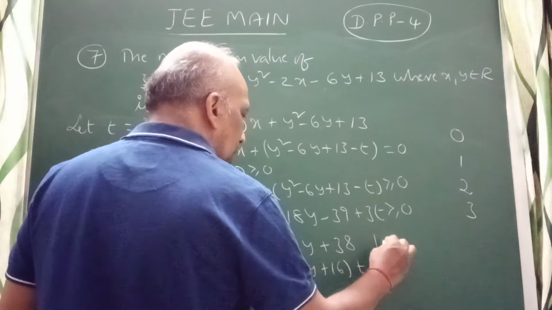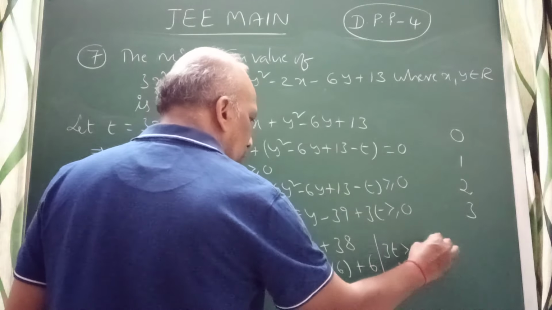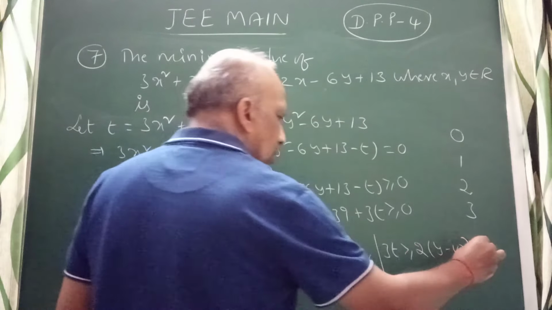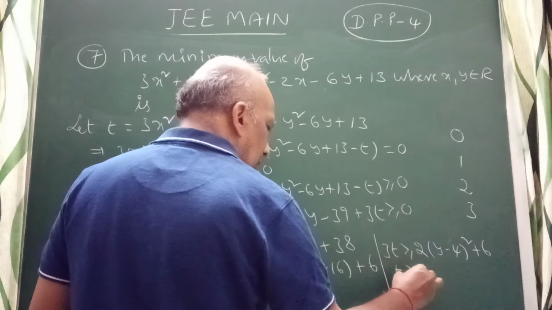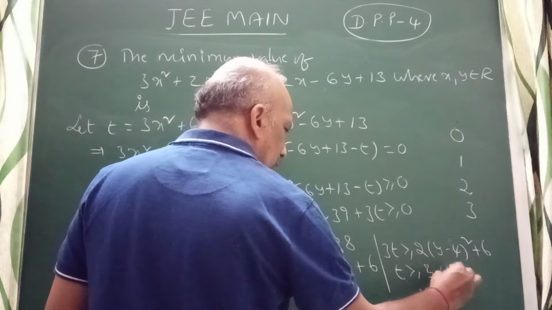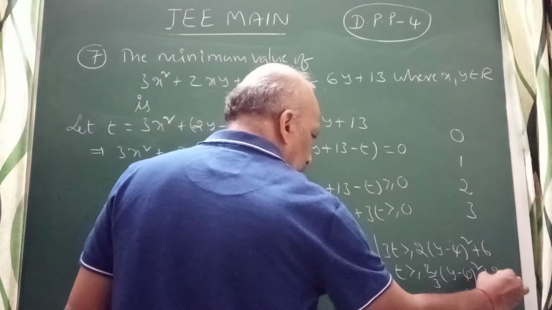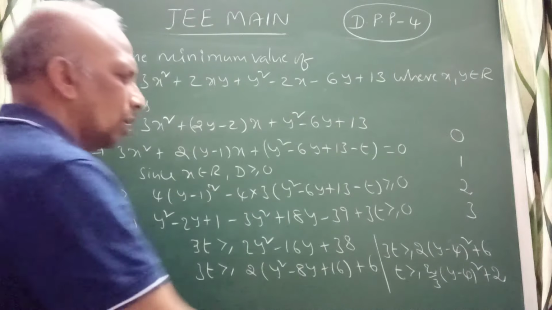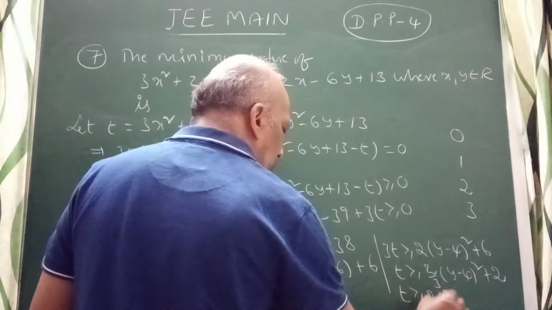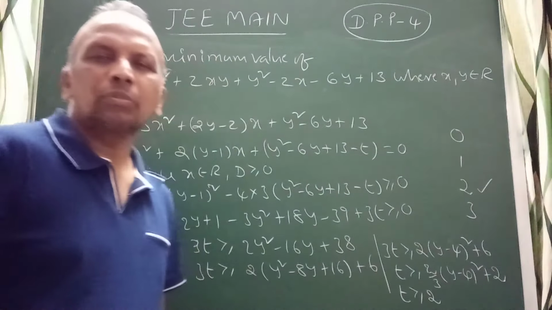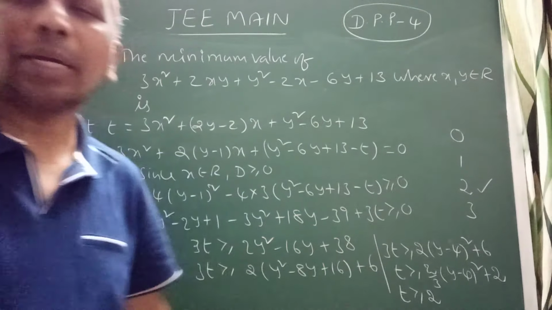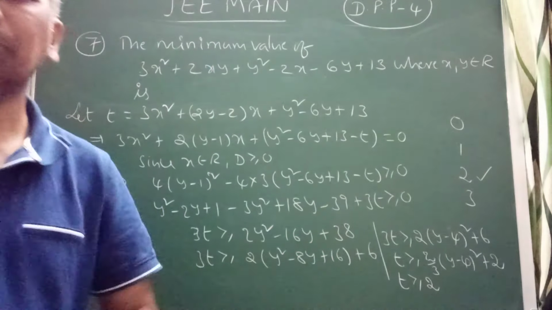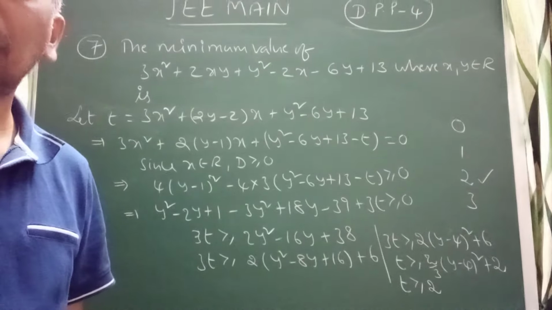I can write this one as 3t greater than or equal to 2 into (y minus 4) whole square plus 6, divided by 3: t greater than or equal to (2 by 3) into (y minus 4) whole square plus 2, right? That means definitely the t value is greater than or equal to 2. I can conclude that t is greater than or equal to 2. The minimum value is 2. Now see the next one.